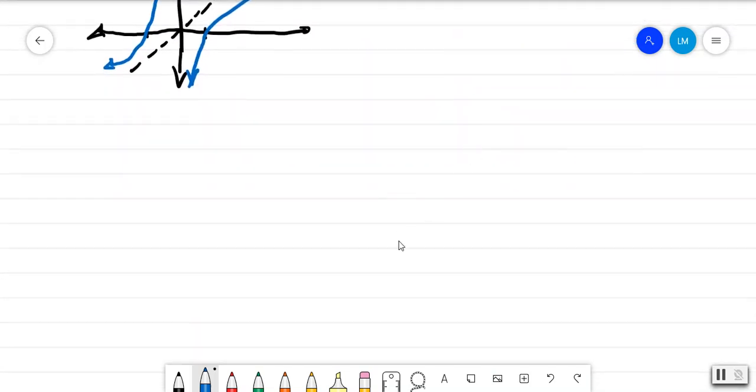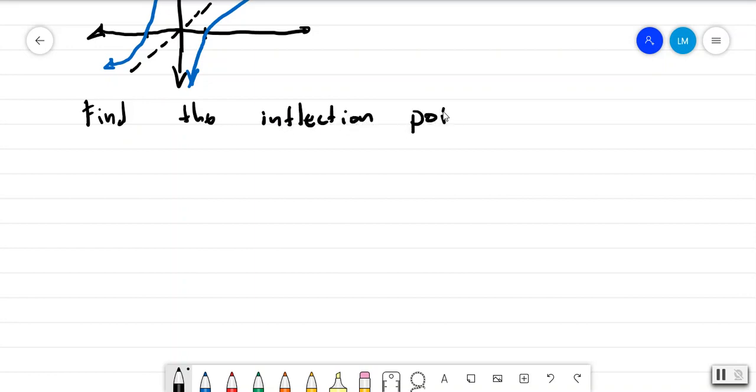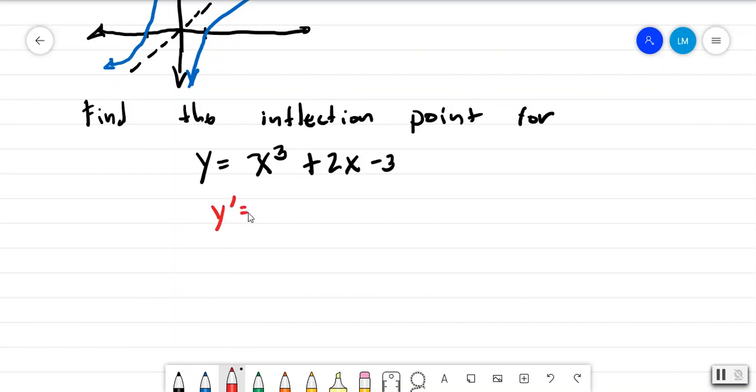So let's go ahead and look at another example, which this time will be a polynomial. We want to find the inflection point for y equals x cubed plus 2x minus 3. Now this is actually pretty simple, because if we find the first derivative, you get 3x squared plus 2. But if you find the second one, you get that that's going to be 6x.